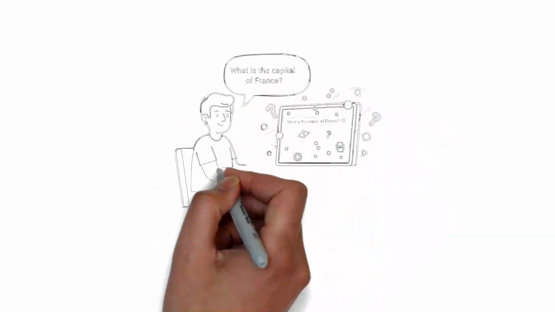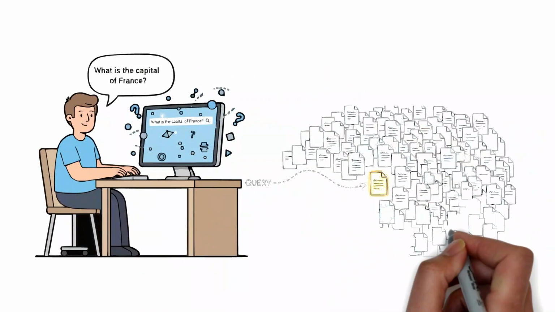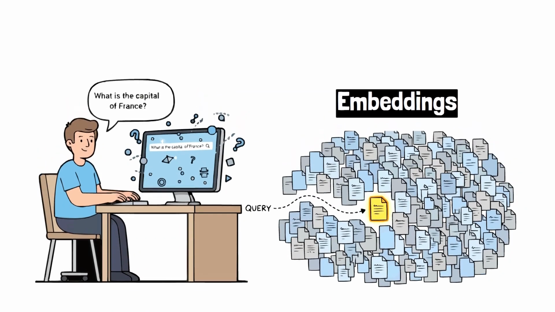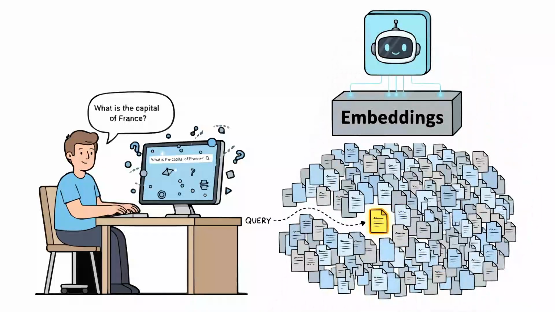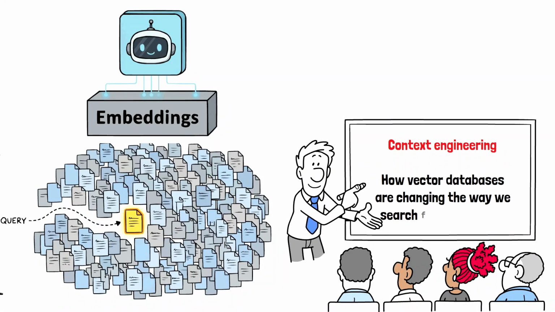How does a computer understand the meaning of a sentence? And how can it find the most relevant document out of millions in a fraction of a second? The answer lies in a concept called embeddings, the secret sauce behind every modern RAG system. Today, we're explaining context engineering and how vector databases are changing the way we search for information.